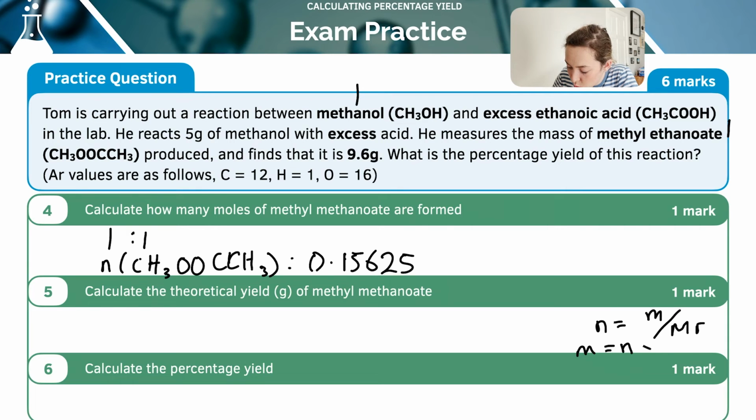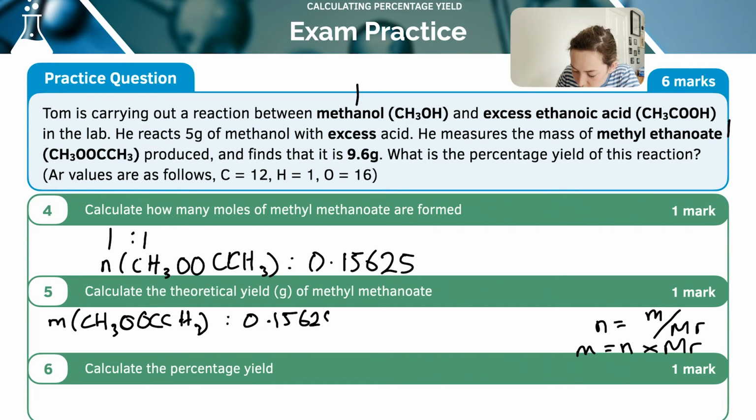Now again, I know moles equals mass divided by Mr. Therefore, mass equals moles times Mr. So let's work out the theoretical yield of my methyl ethanoate. CH3COOCH3. That is going to be my moles, 0.15625, my theoretical moles, times my Mr of it. And I calculated that earlier, it was 74. So therefore I'm expecting, theoretically, 11.6 grams if everything reacts.